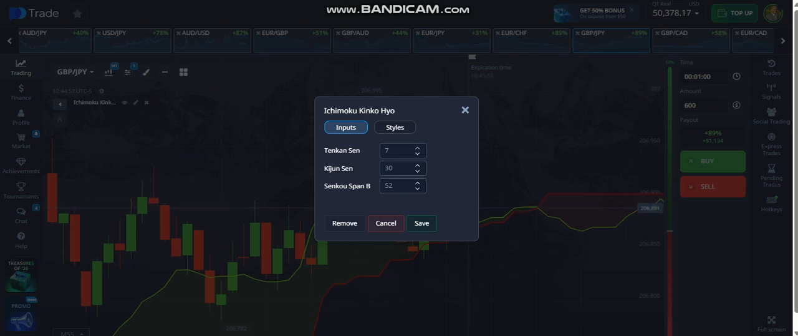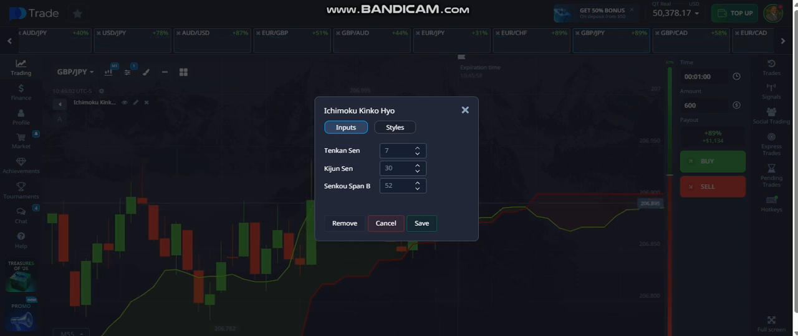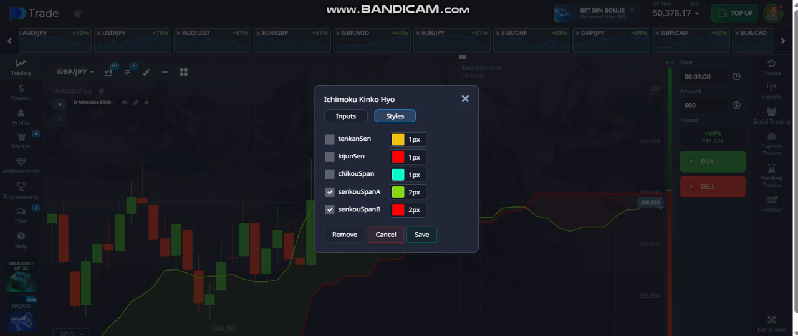All right, so we're going to go in and change the settings. Tenkan San, we want to set it to 7. Kijun San to 30. And Senkou Span B to 52. In addition to that, we're going to uncheck the top 3 lines here. In the default settings, all of these are checked off, but we're going to uncheck the top 3 lines, and keep the Senkou Span A and Senkou Span B. We set the color to green, 2 pixels, red, 2 pixels.